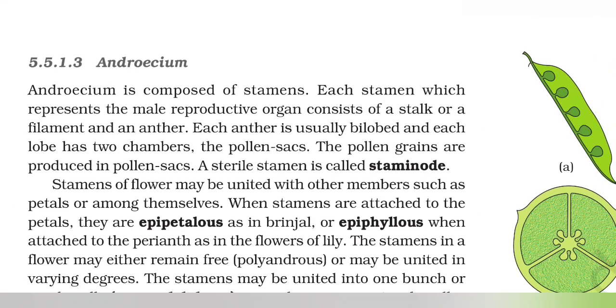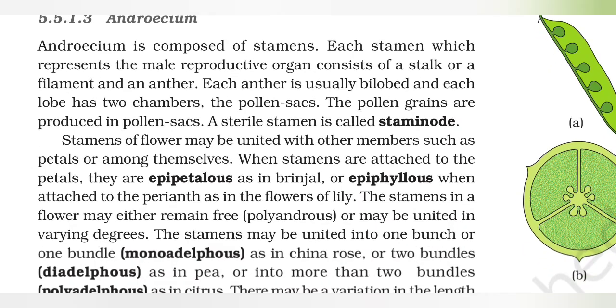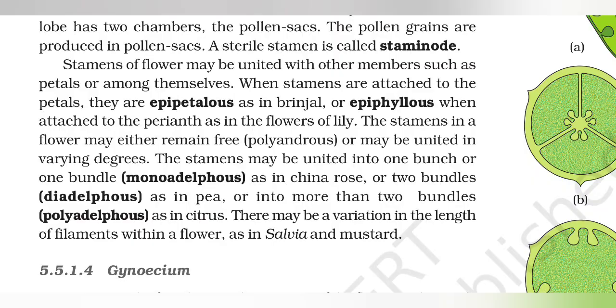Androecium. Androecium is composed of stamens. Each stamen, which represents the male reproductive organ, consists of a stalk or a filament and an anther. Each anther is usually bilobed and each lobe has 2 chambers, the pollen sacs. The pollen grains are produced in pollen sacs. A sterile stamen is called staminode. Stamens of flower may be united with other members such as petals or among themselves. When stamens are attached to the petals, they are epipetalous, as in brinjal, or epiphyllous when attached to the perianth, as in the flowers of lily.